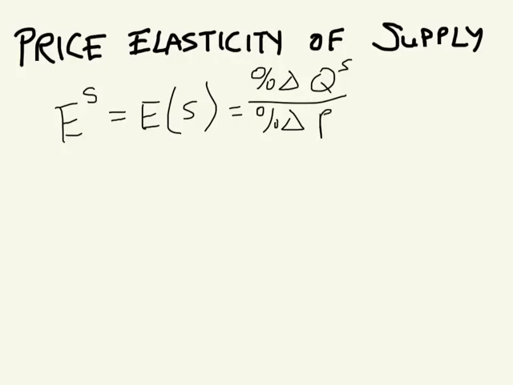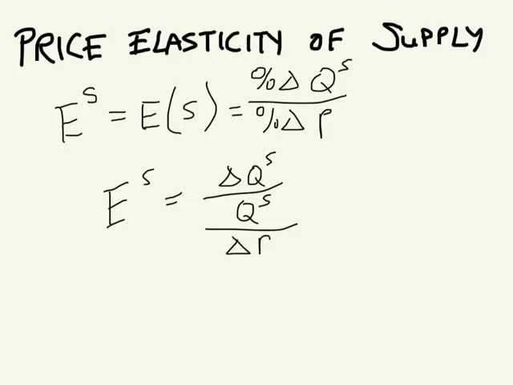That's what it is. And like before, sometimes it'll be convenient to write it as the incremental change in quantity supplied divided by the level of quantity supplied, and that whole thing divided by the incremental change in price divided by the level of price. That's what it is. Price elasticity of supply in the short run would always be positive. The long run could be anything.